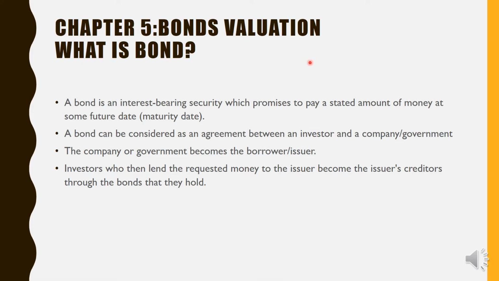So I will start off with Chapter 5, which is the bond valuation. Before I go into the topic, I would like to give some brief introduction about what is a bond. A bond is an interest-bearing security which promises to pay a stated amount of money at some maturity date. A bond can be considered as an agreement between an investor and a company or government. So in this case, the government or the company becomes the borrower or the issuer, while the investor who lends the money to the issuer becomes the issuer's creditor through the bonds that they hold.